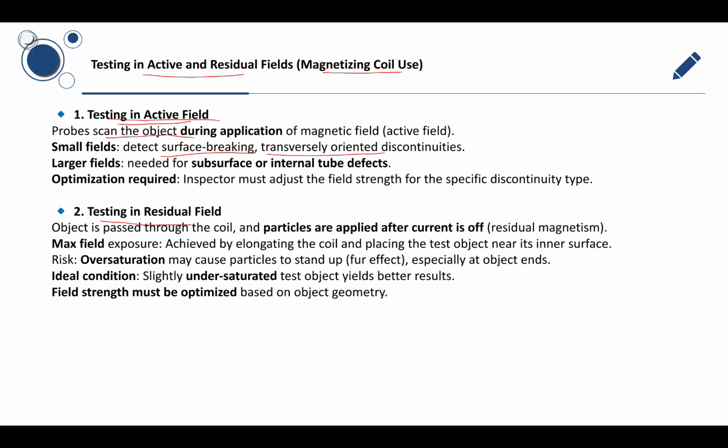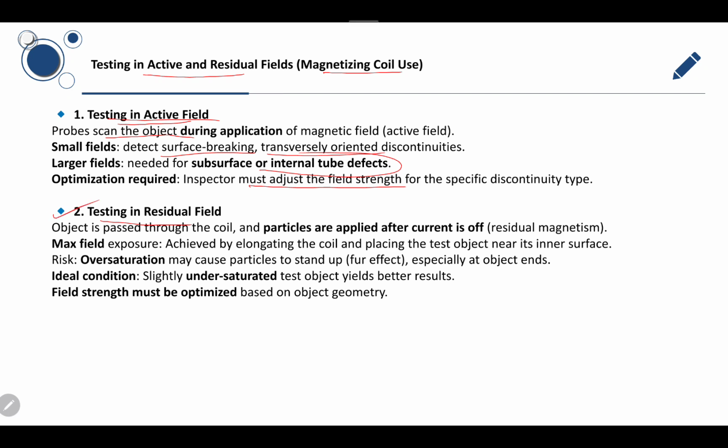However, larger fields are needed for subsurface or internal defects. These flaws are harder to detect as the leakage field is weaker at the surface. Optimization is crucial because the inspector must adjust the field strength for the specific discontinuity type they are trying to find. Too little field and you miss defects. Too much and you can get false indications or saturation.